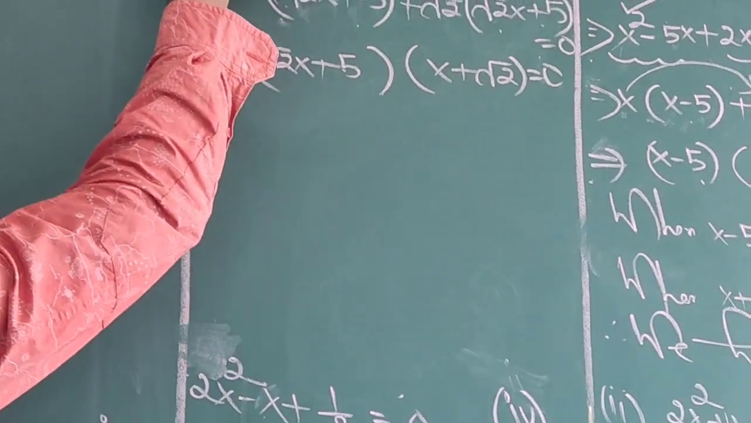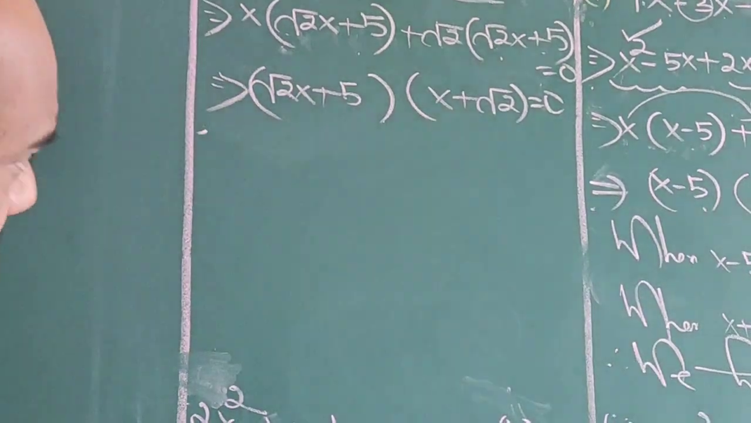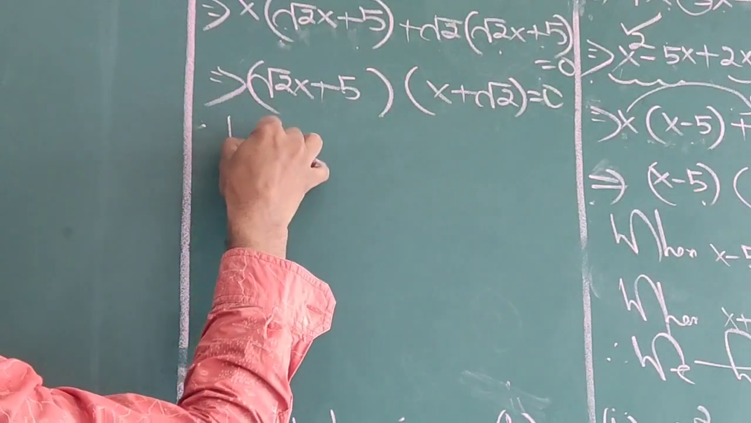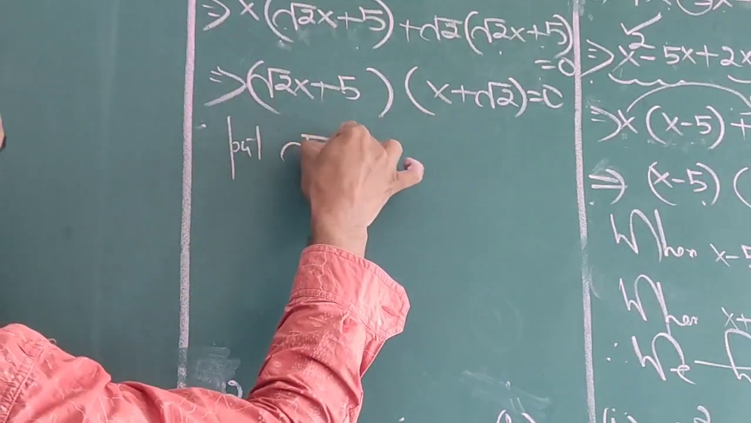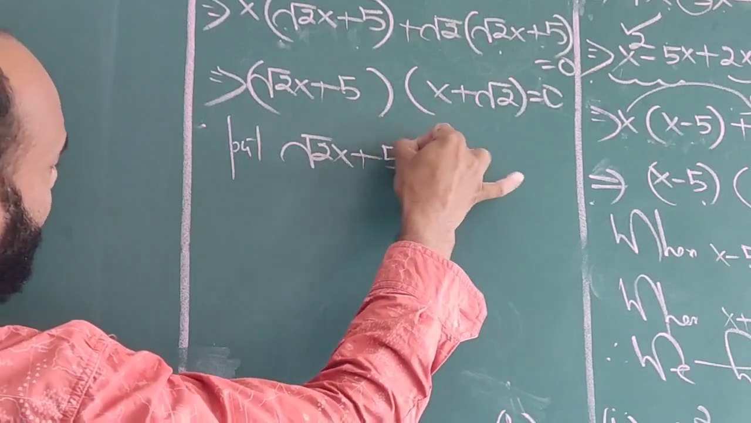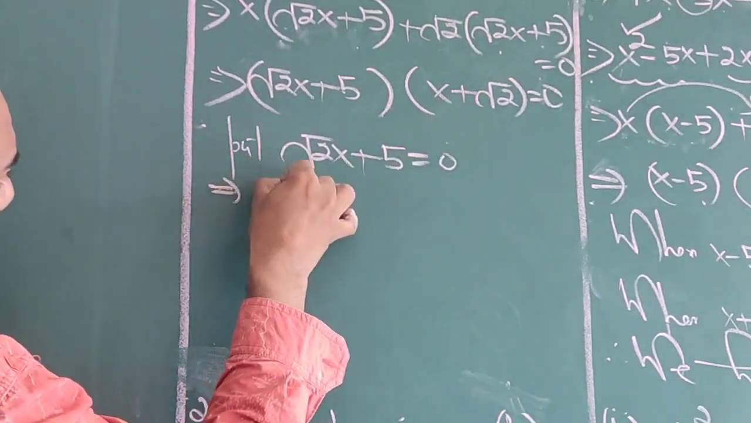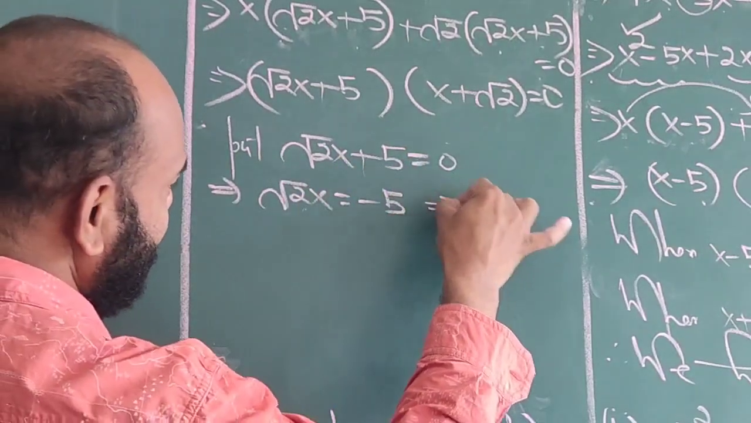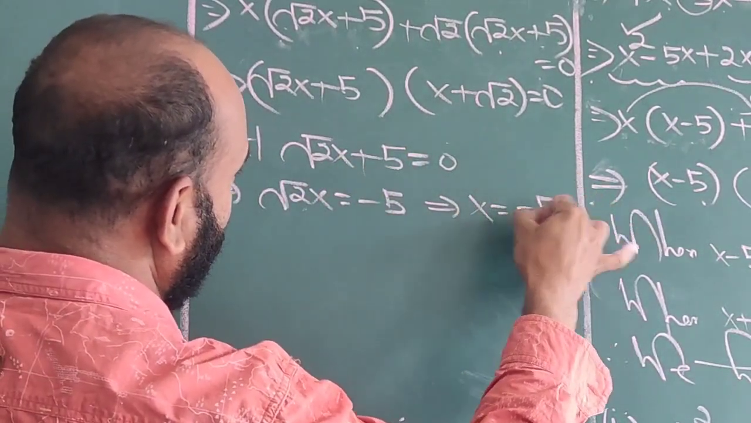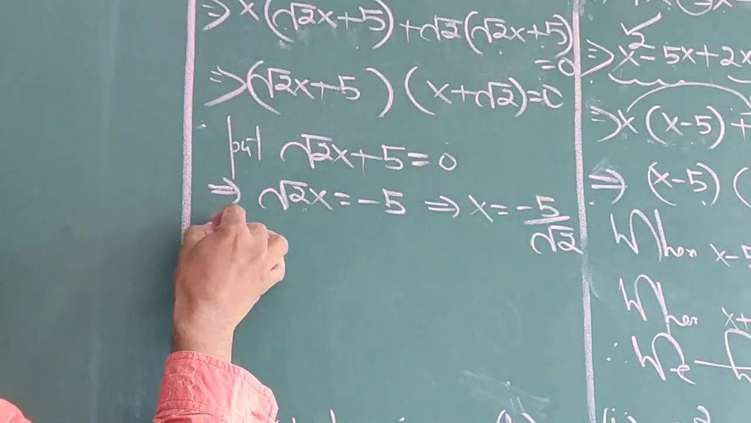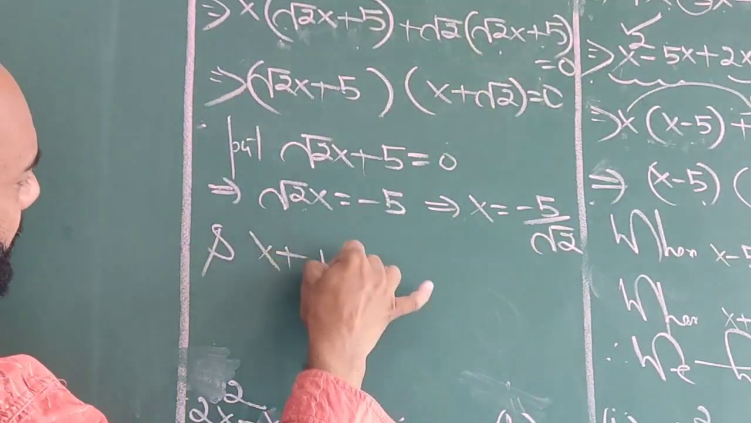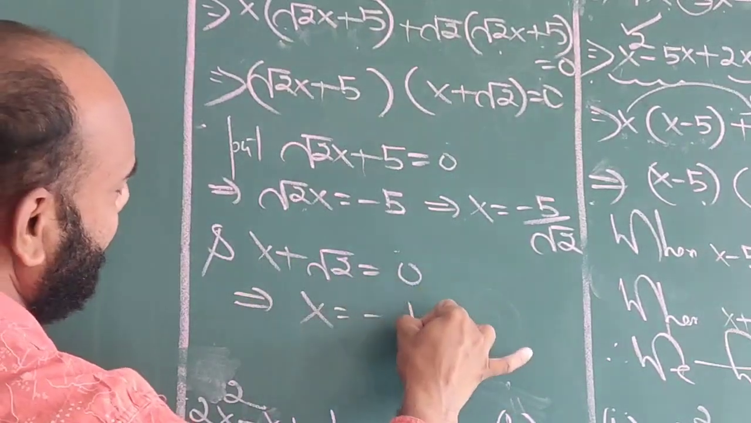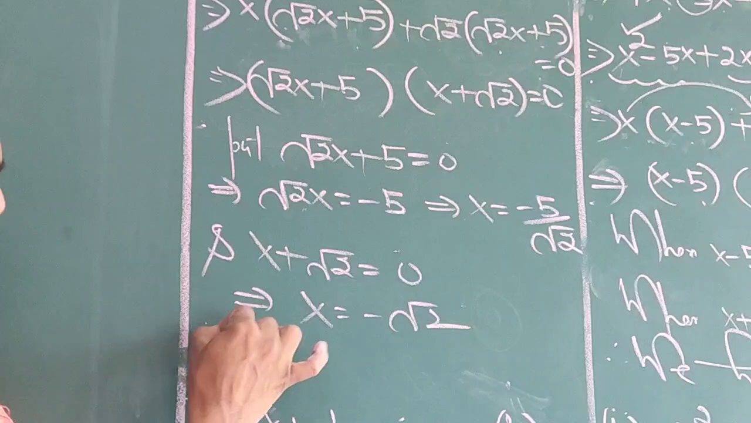Now put them one by one equal to 0. First of all, when we put root 2 x plus 5 equal to 0, this implies root 2 x is equal to minus 5. This implies x equal to minus 5 upon root 2. And the next factor is x plus root 2 equal to 0. Therefore, x equal to minus root 2. So, these are the required values.